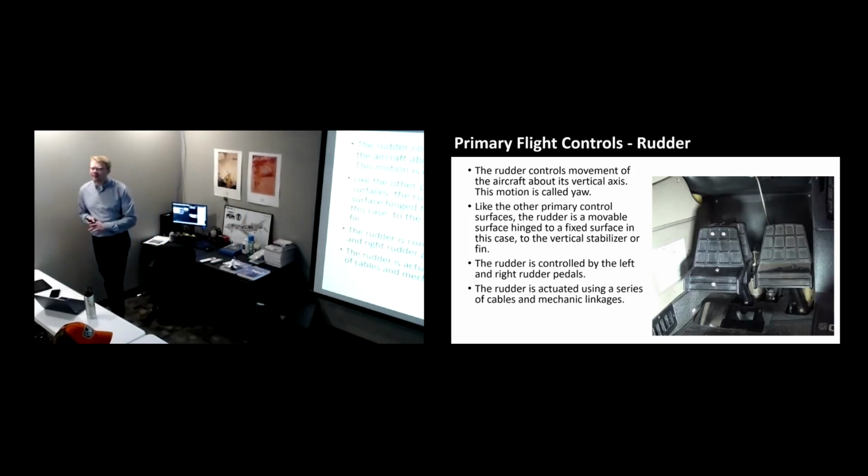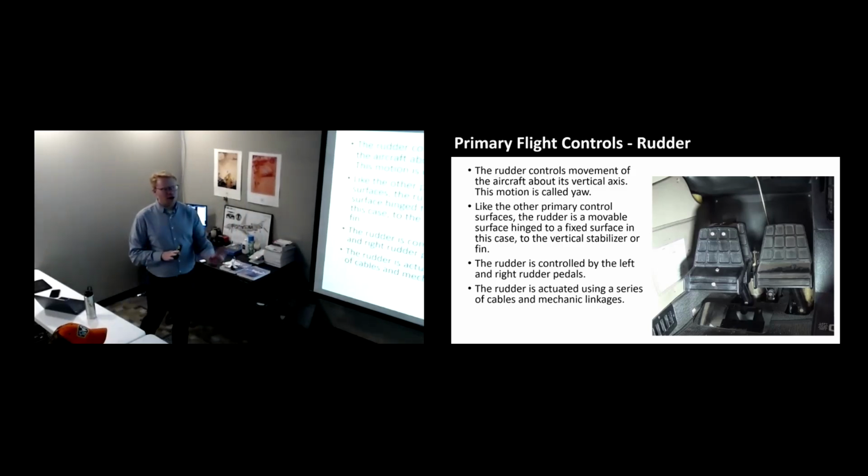Let's talk about it, kind of like the ailerons, and walk through it. If I push the left rudder from our cockpit perspective, where will the airplane yaw to, left or right?